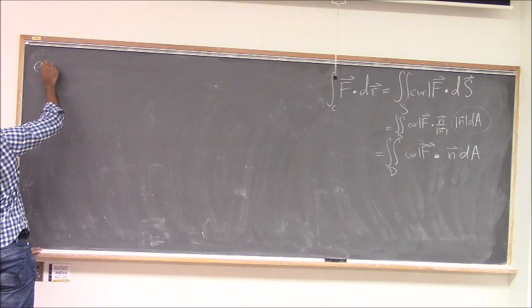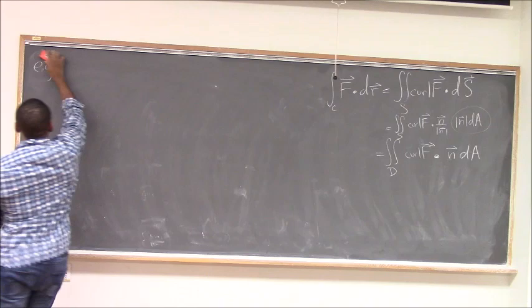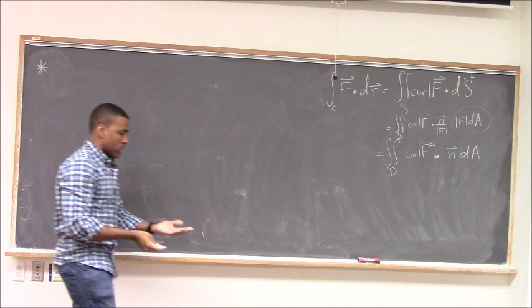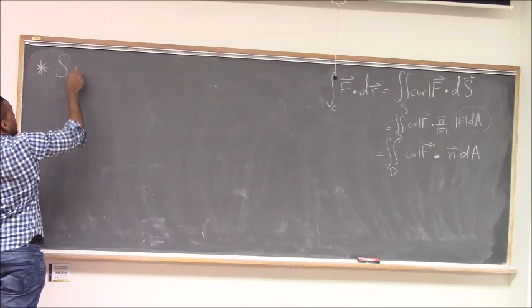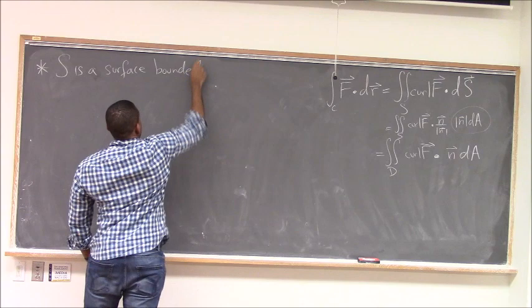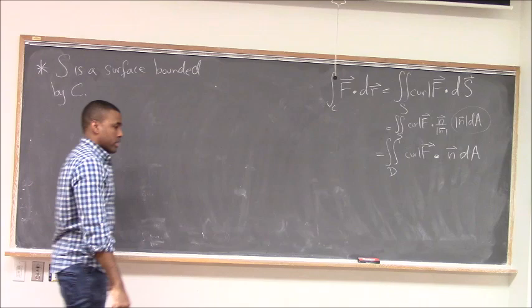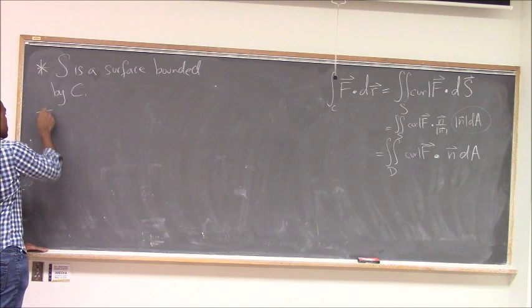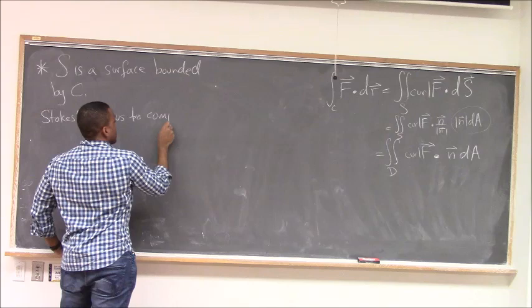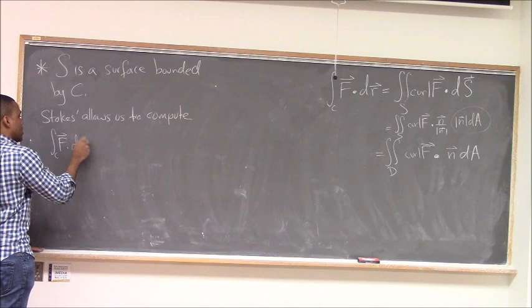Oh, maybe there's one other thing I want to say, and this comes from carefully reading. I want you to note, because this could make your life easier if you can read problems carefully. S is a surface, meaning it's a two-dimensional mathematical object, bounded by C. And Stokes allows us to compute this guy by doing this guy.